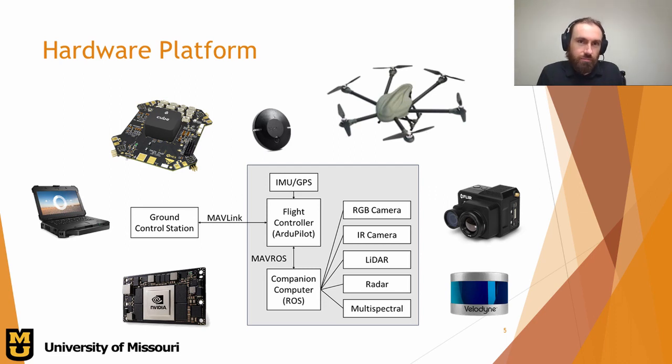The two major computer components on the drone are the Cube flight controller running the ArduPilot firmware and the NVIDIA Jetson TX2 companion computer, which runs Ubuntu and ROS. ROS stands for Robot Operating System, and it provides a generic message passing framework for communicating between all the different components. We use the MAVLink protocol to communicate between the ground control station and the flight controller, and MAVROS to interface with the companion computer.